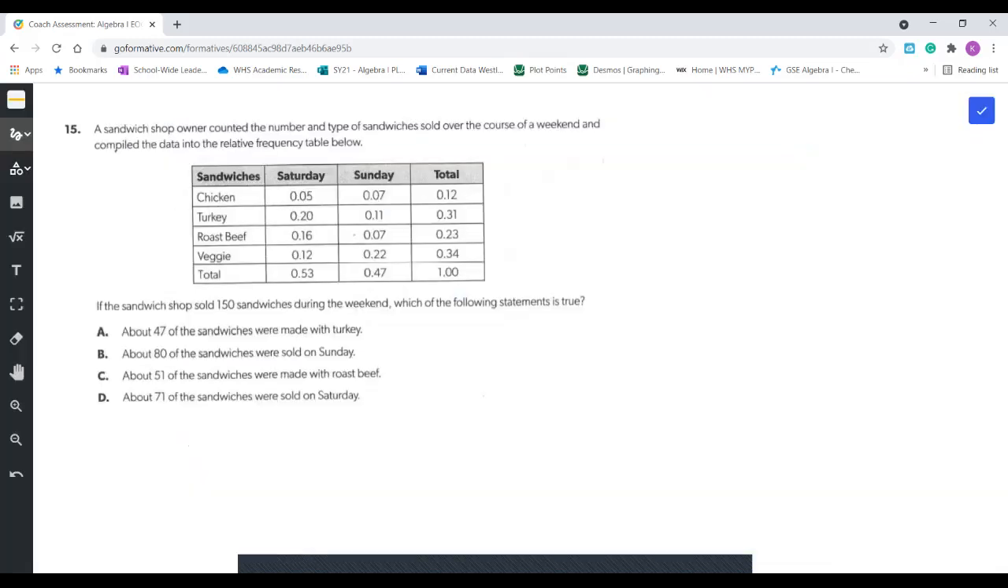A sandwich shop owner counted the number and type of sandwiches sold over the course of a weekend and compiled the data into the relative frequency table below. Saturday, Sunday, okay, cool. If the sandwich shop sold 150 sandwiches during the weekend, which of the following statements is true? They sold a total of 150 sandwiches.